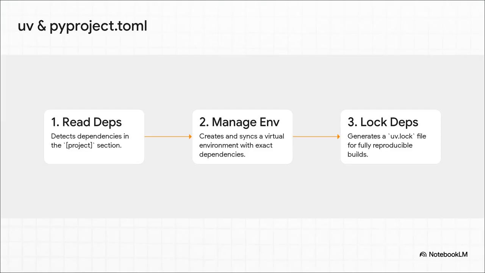If you've got a pyproject.toml file, UV knows what to do. It reads your dependencies straight from there, it manages the virtual environment for you, and, this is key, it can generate a uv.lock file. That lock file is your guarantee. It ensures that everyone on your team and every server in your deployment pipeline gets the exact same version of every single package. No more "works on my machine" problem.